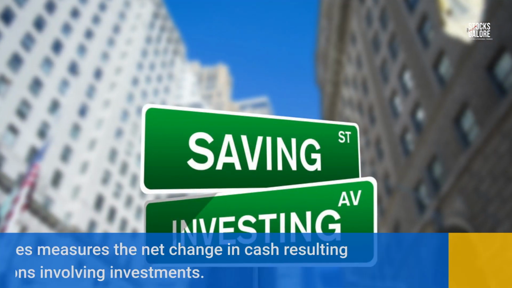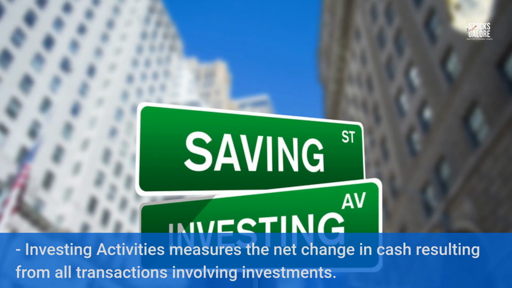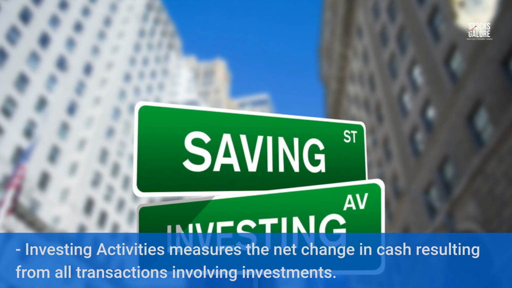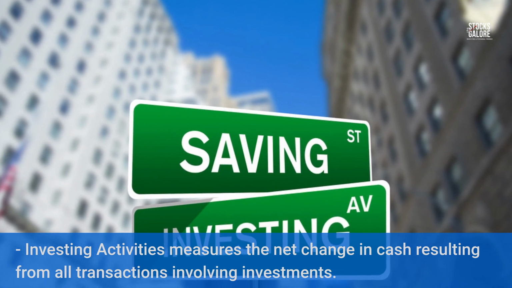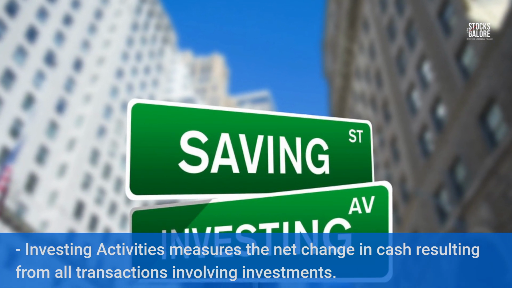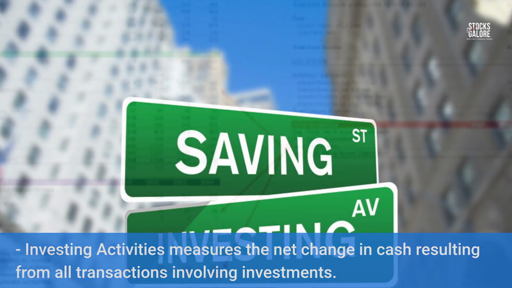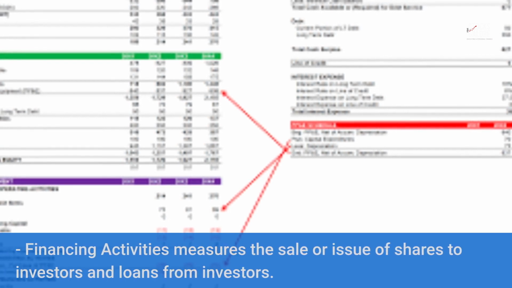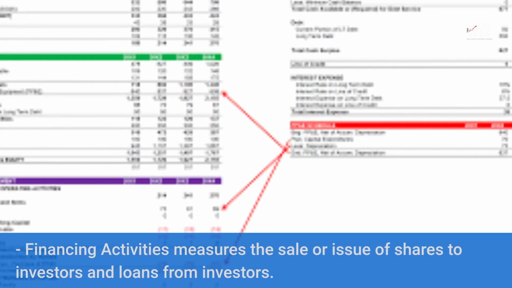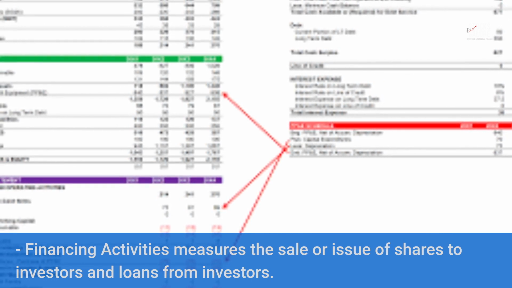Investing activities measures the net change in cash resulting from all transactions involving investments. This includes checking and savings accounts, short-term investments, including purchases or sales of securities, long-term investments, including purchases or sales of securities, and any other investment activity. Financing activities measures the sale or issue of shares to investors and loans from investors. The company's financing activities are one of the most important factors in determining its performance.